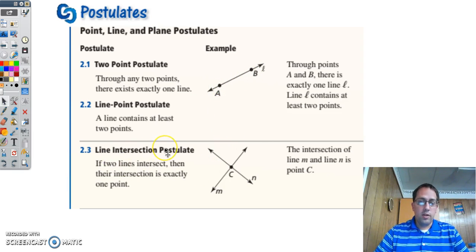All right. Line intersection postulate. If two lines intersect, then their intersection is exactly one point, right there. Line M and line N will not intersect anywhere except for point C. All right, that's it. Only one intersection.